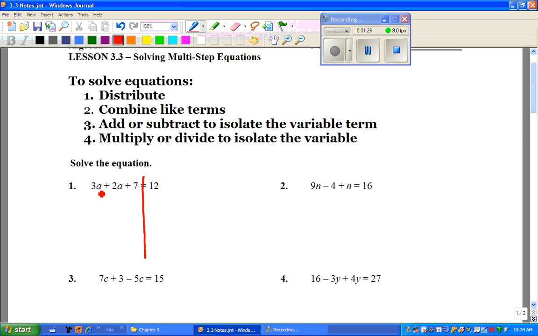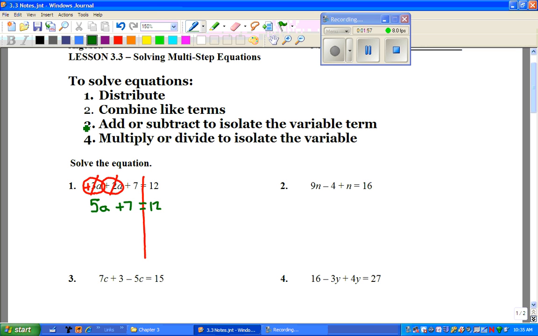Okay, so you'll notice on this side we have a 3a here, and that is a positive 3a, and we have a positive 2a. So there's your like terms. We're going to add those two together. So 3a's plus 2a's is going to give you 5a. And then we can cross those out because we're done with them. Okay, so we have 5a, we bring down my plus 7, bring down my equal sign, and it equals 12. So we did step 2, we combined like terms.